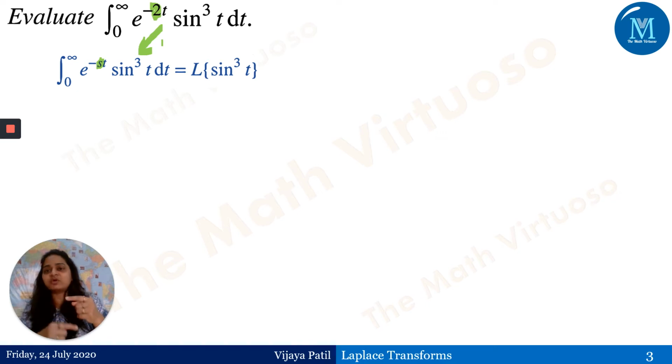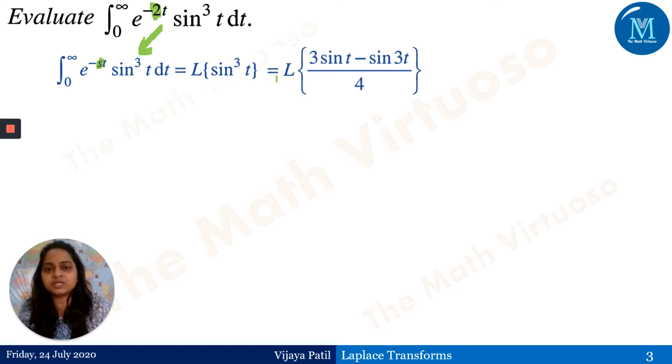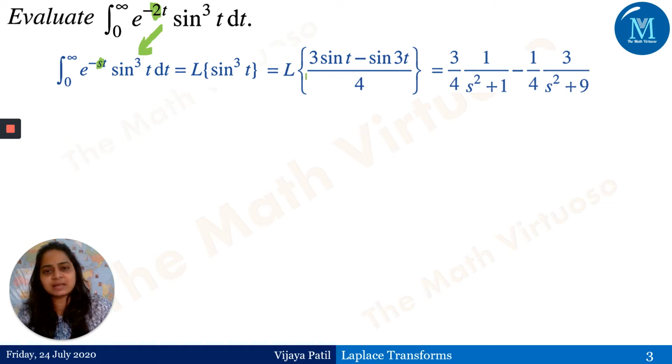You have to understand what is given to you, right? So I'm going for sine cube of t first. That is the Laplace of sine cube of t. The formula is a trigonometric formula: sine cube t equals (3 sine t minus sine 3t) by 4. You can just check this trigonometric formula; I'm not spending time to explain it. Then this is just the Laplace of this.